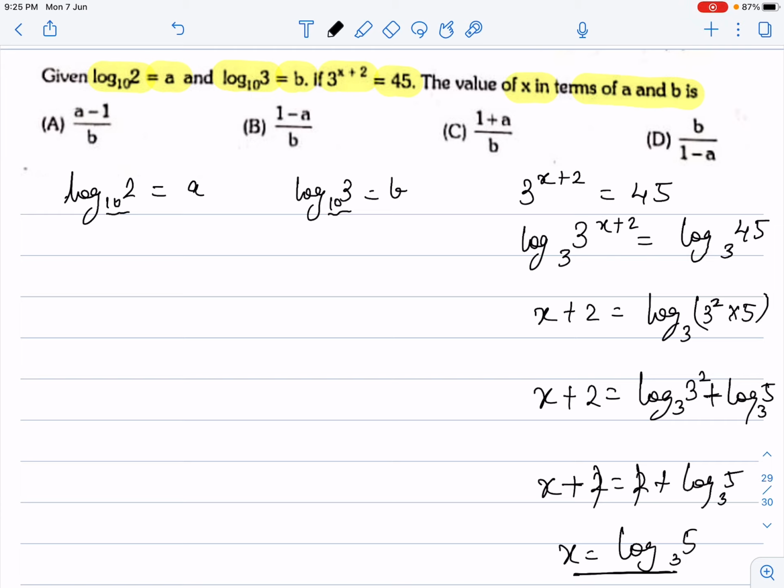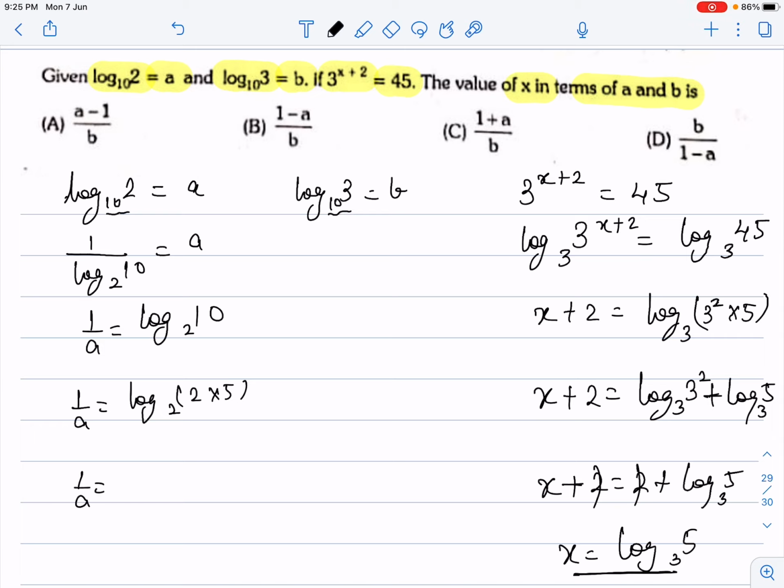So how are we going to generate it? Can I take it like this? 1 upon log of 10 base 2 is equal to a will be written by me. Or 1 upon a is equal to log of 10 base 2, or 1 upon a is equal to log of 2 multiplied by 5 base 2, or 1 upon a is equal to log of 2 base 2 plus log of 5 base 2. So how will it help us, sir? You will be able to get it. 1 upon a is equal to 1 plus log of 5 base 2. Hope you guys have got my point.